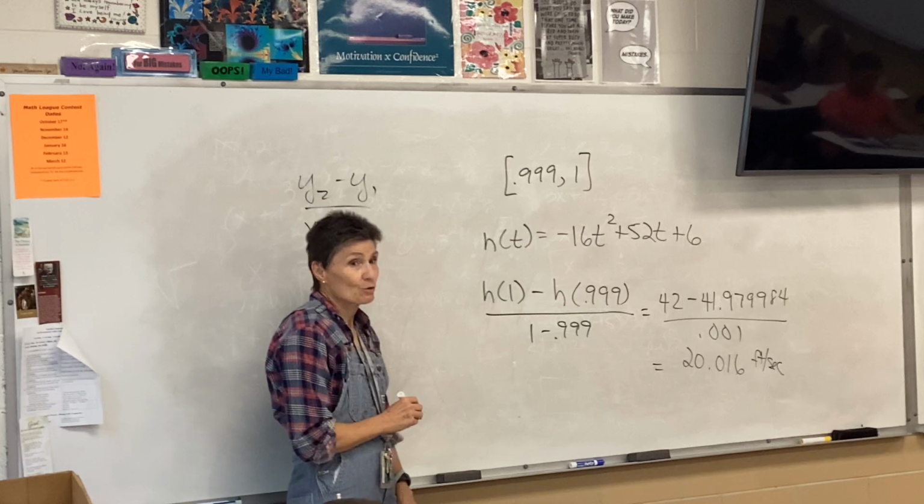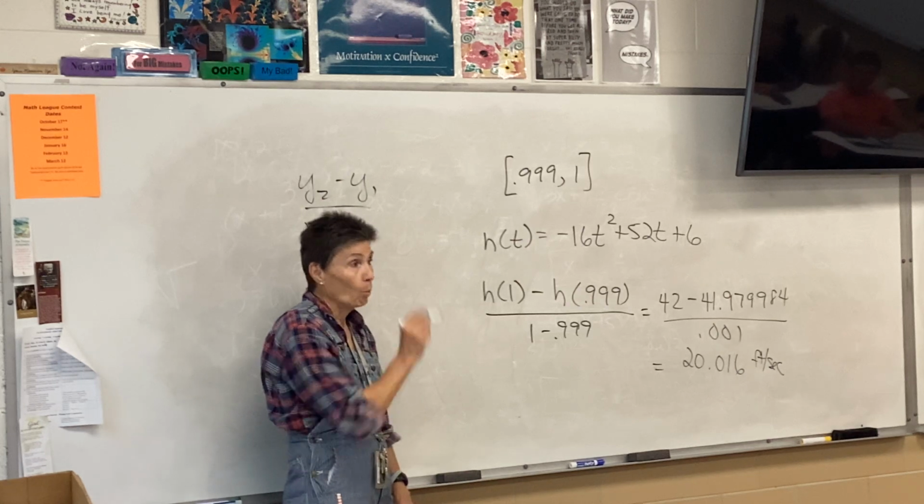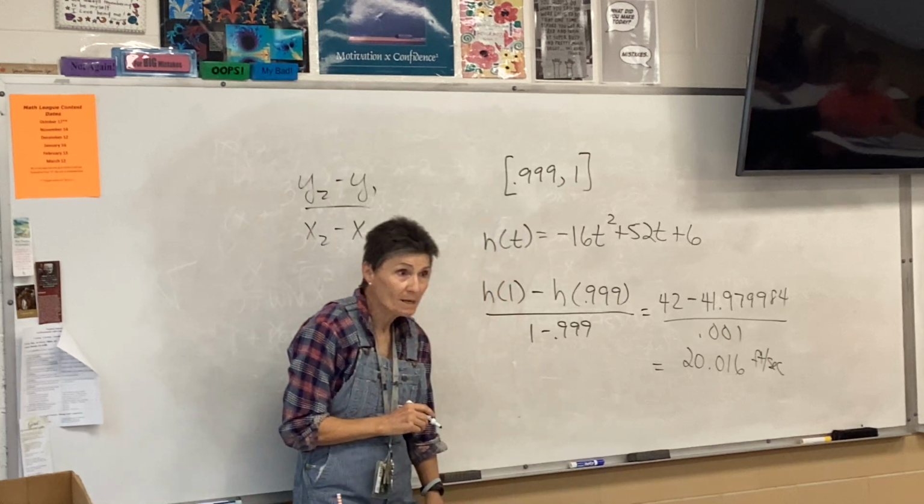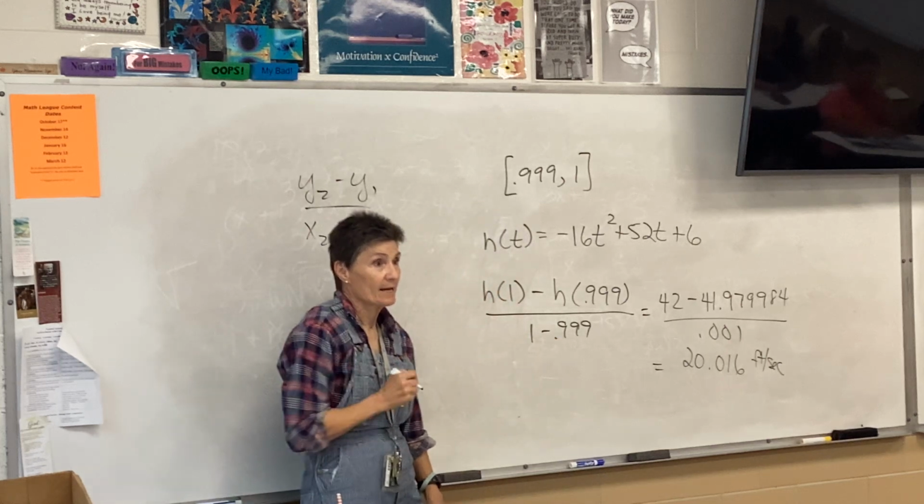That's how you do average rate of change. y minus y over x minus x. And where do the y's come from? Plugging in the x's.